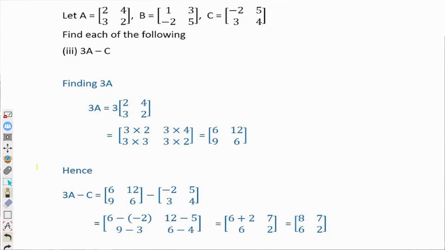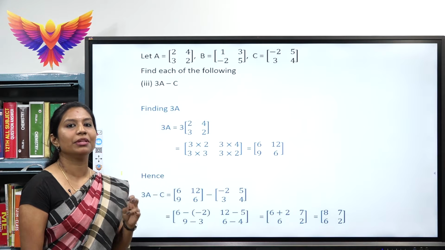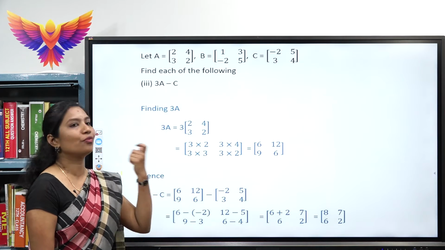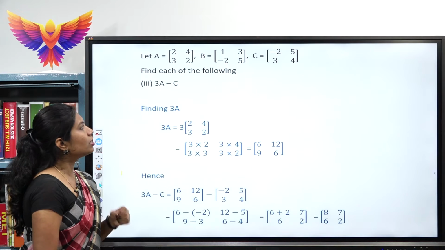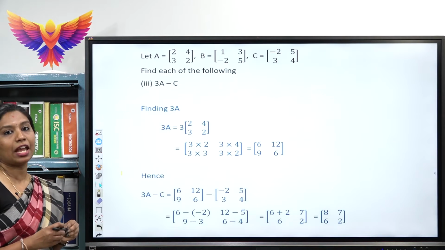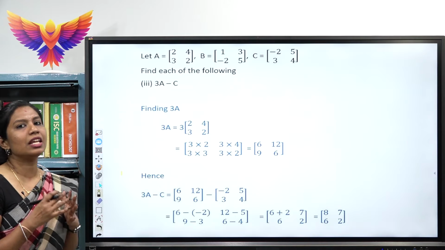They have given the same question here where the matrices A, B and C are the same, but what we are supposed to find is a different question. We are supposed to check what is 3A minus C. So, what is this 3A minus C?